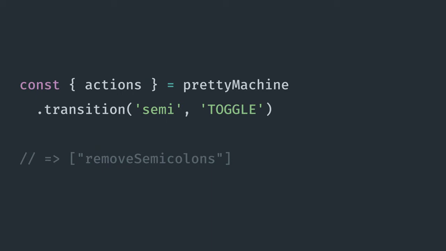So now we have this pretty machine. We can do prettyMachine.transition, and we can pass the initial state semi and the toggle event, the event that we want to happen. And this is going to give us back an object. And this object has a property called actions, which is going to be an array of actions. In this case, it is remove semicolons.